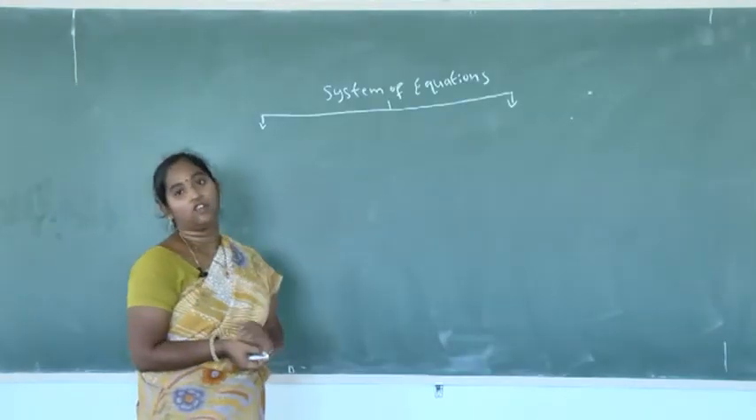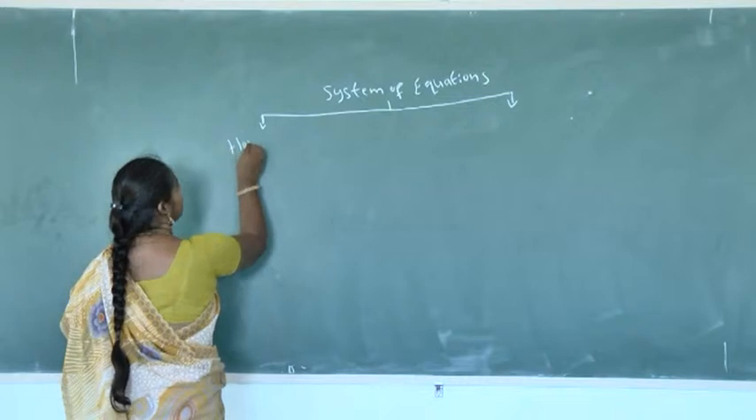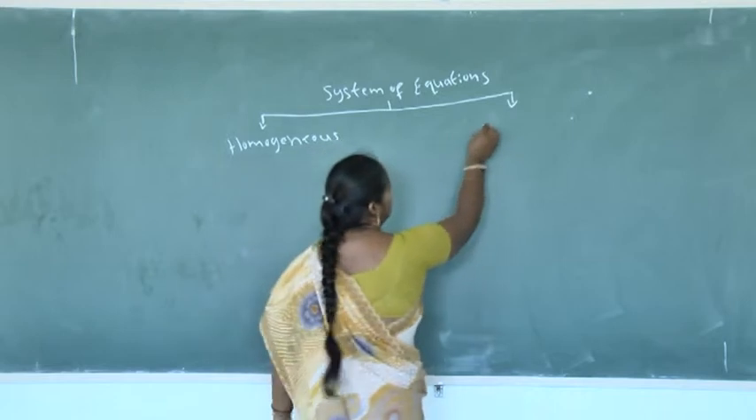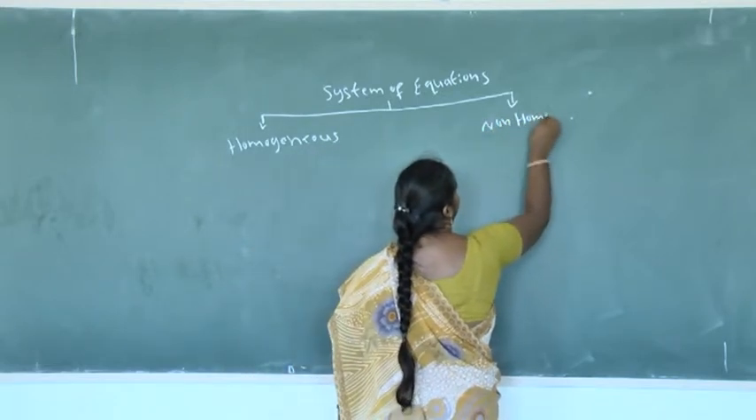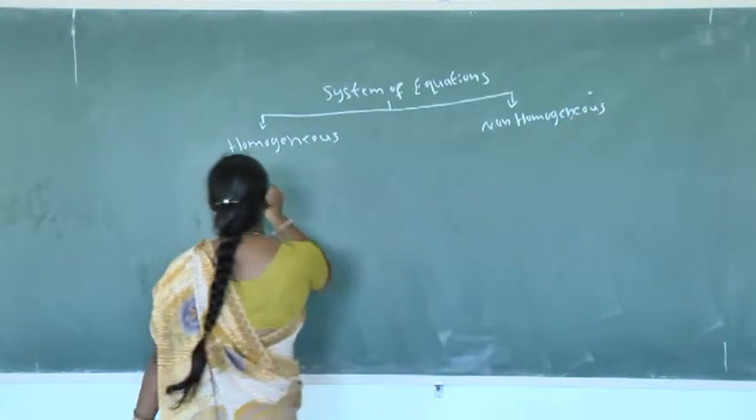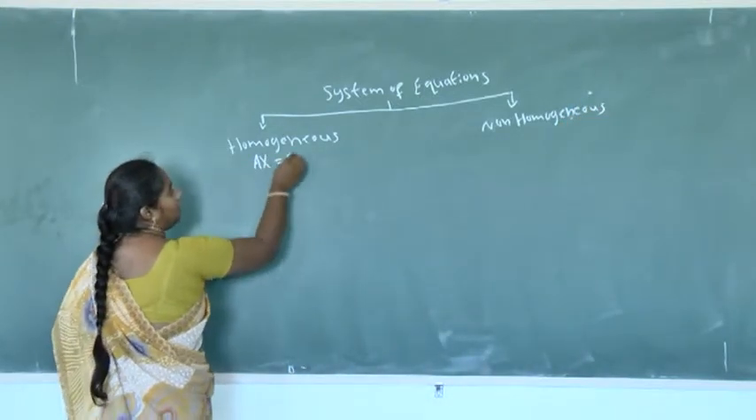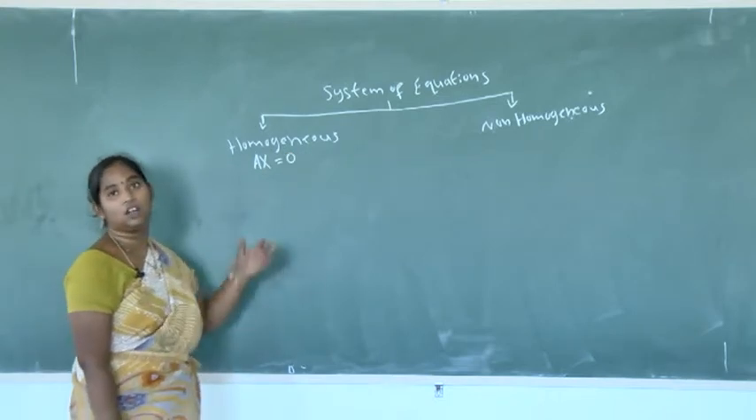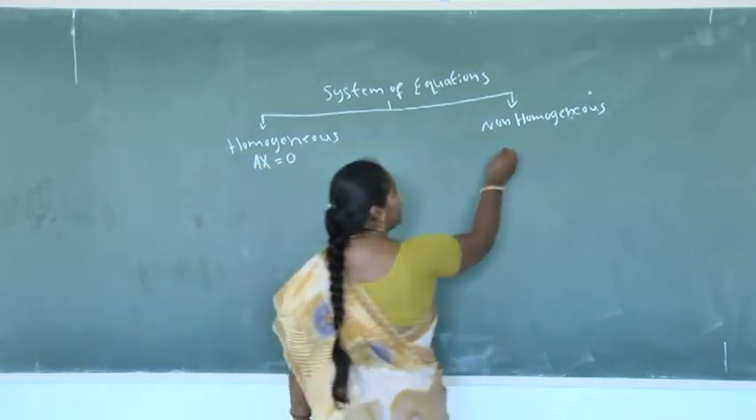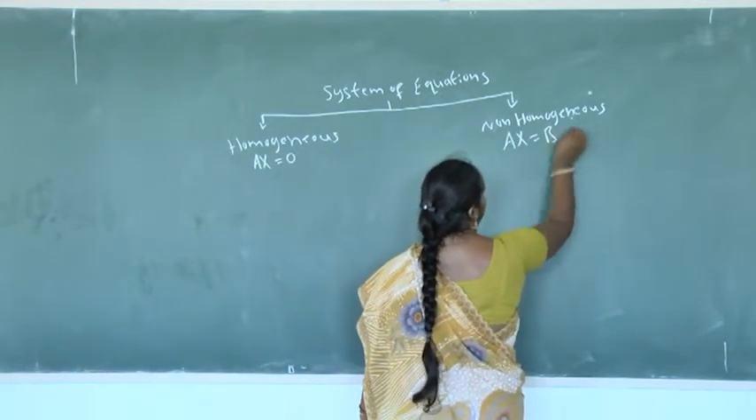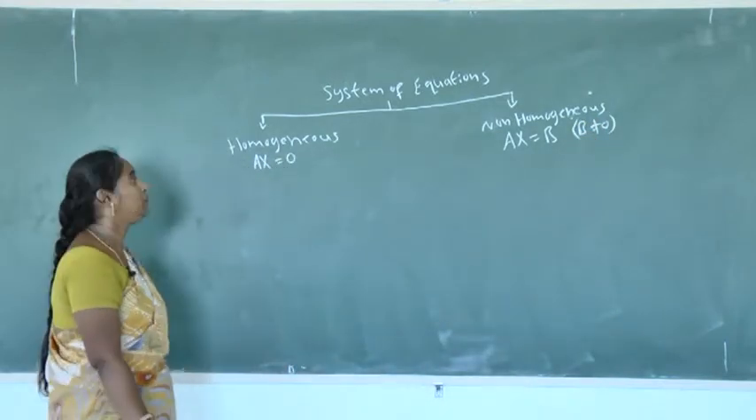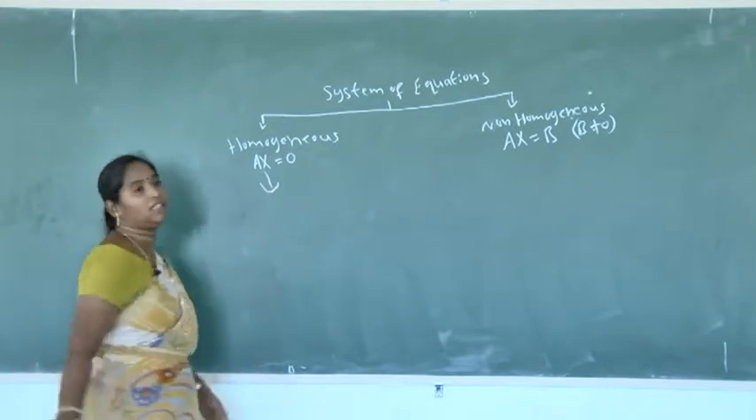The system of equations is of two types. One is homogeneous. The second one is non-homogeneous. A homogeneous system is of this type: Ax is equal to 0. That means the constant column matrix is 0. If the constant column matrix is non-zero, that means B is not equal to 0, then it is said to be a non-homogeneous system. Every homogeneous system is always consistent.